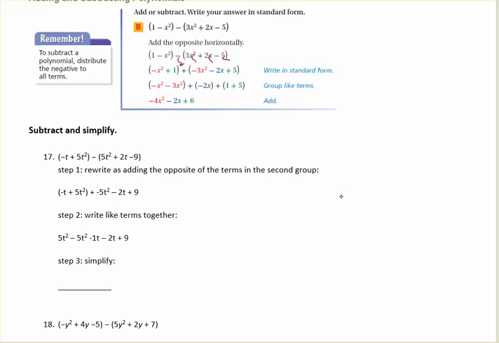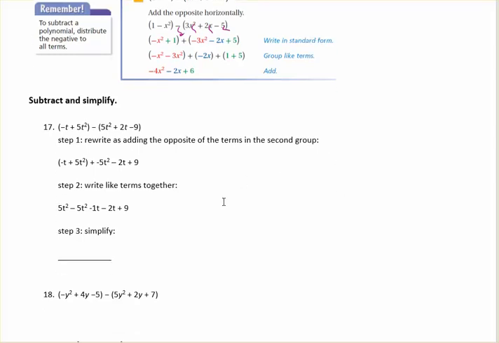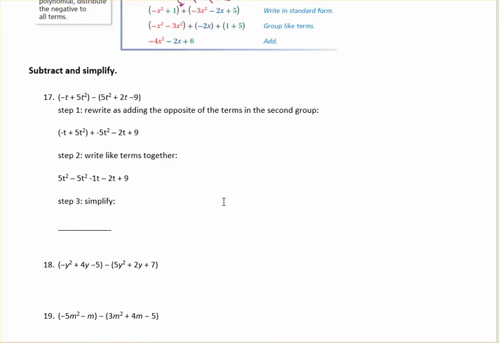So in number 17, I wrote those steps out and I started the process. I changed this minus to an adding, and then I changed every one of these signs. And then I actually went through and wrote the like terms next to each other as well. So now all you need to do is figure out, if I take 5t squared minus 5t squared, what do I get? And then minus 1t minus 2t, and then at the end there's a plus 9. So you can finish that one up.